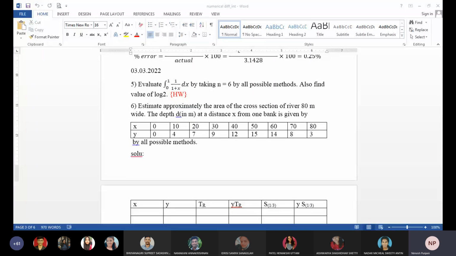Okay, so sum number 6 में क्या करना है? We have to estimate approximately the area of the cross section of the river, which is 80 meter wide. So area of the river find करना है. Data दिया है x का, that is the distance from one bank. Sorry, the depth d in meter at a distance x from one bank is given.